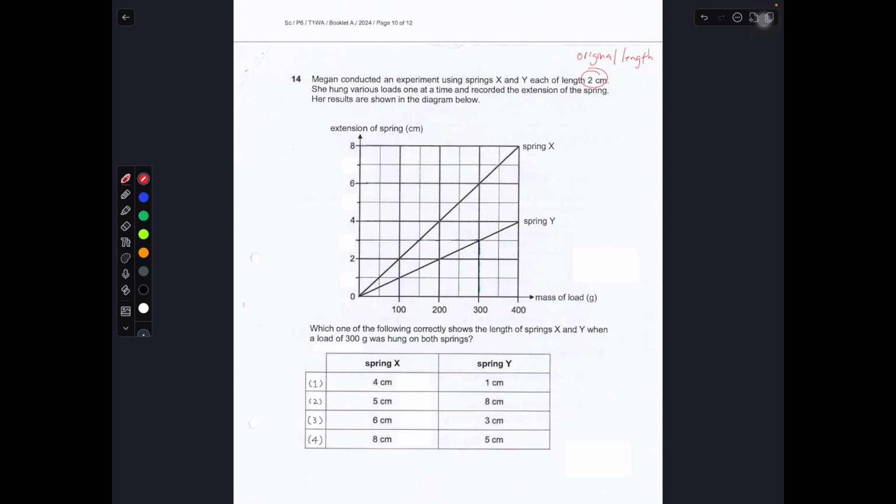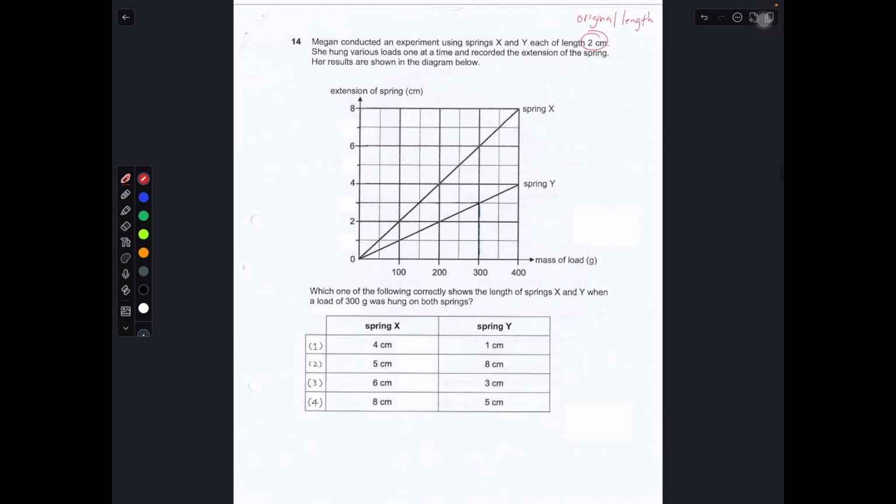Okay, of the spring. She hung various loads one at a time and recorded the extension of the spring. The result is shown over here. Which one of the following correctly shows the length of spring X and Y when a load of 300 was hung on both springs? So, 300. This one is actually information reading on the graph.